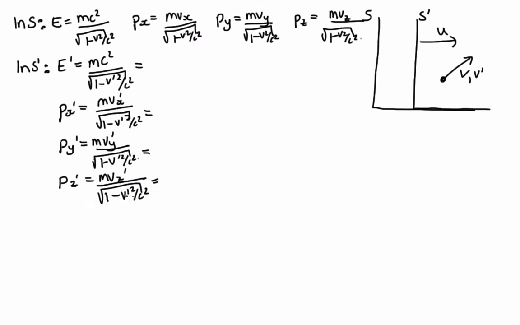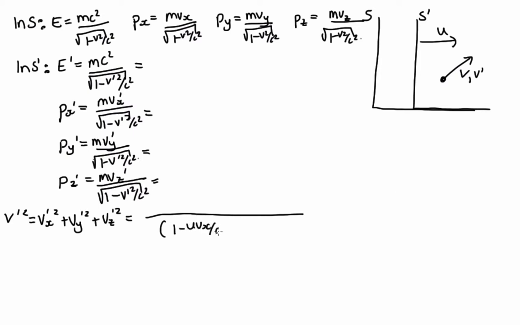So to do this, let's start by coming up with an expression for v prime squared. We know that v prime squared is equal to vx prime squared plus vy prime squared plus vz prime squared. Pythagoras' theorem works in all reference frames. So now what we can do is substitute in our expressions for these things here, because previously we've shown what vx prime is in terms of v. And so all of these terms actually have a common denominator. The common denominator is 1 minus u vx on c squared.